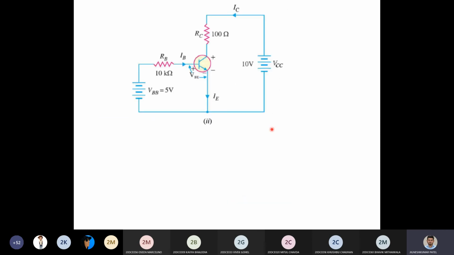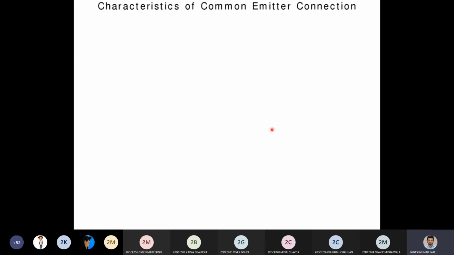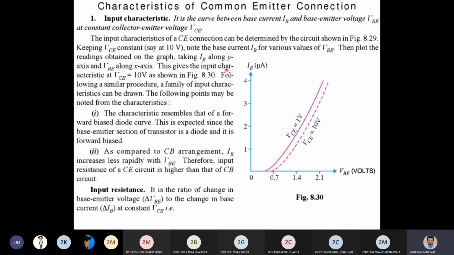We'll quickly go to the characteristics. This is the characteristic of the common emitter connection. The input characteristic shows this graph. The characteristic resembles that of the forward bias diode curve. This is expected since the base emitter section of the transistor is a diode and it is forward biased. Second, as compared to the common base arrangement, IB increases less rapidly with VBE.